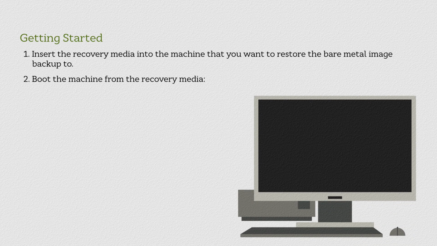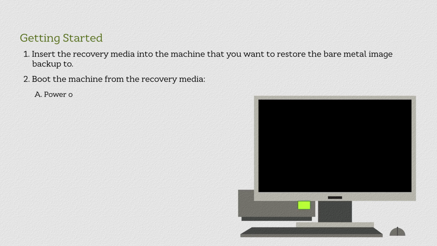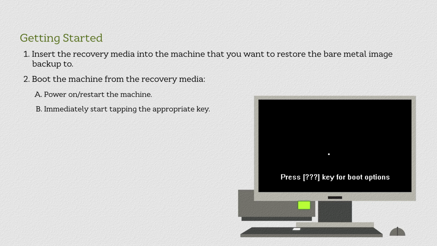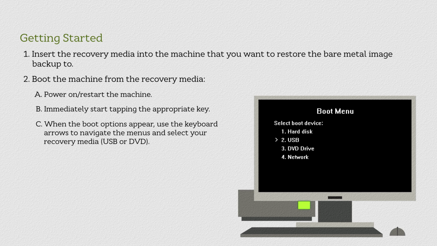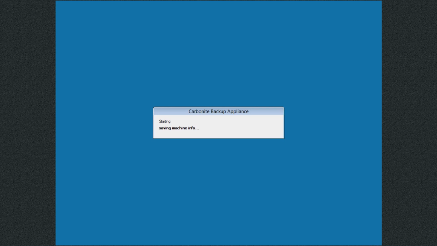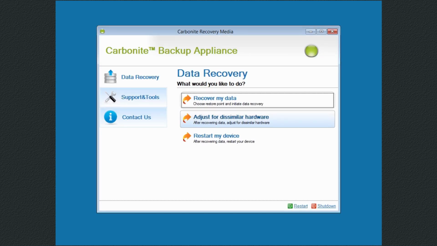You'll likely have to access the boot options to do this. Power on or restart the machine and immediately begin tapping the appropriate key to get to the boot menu. This key is different depending on hardware manufacturer. When the boot options open, navigate through the menus to select your recovery media. This is also different depending on the type of media you've created, but you would choose either the DVD drive or USB option. As the recovery environment loads, you'll see some starting statuses, and the initial screen will appear.